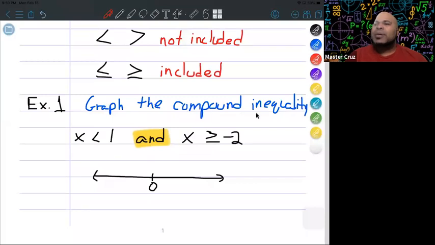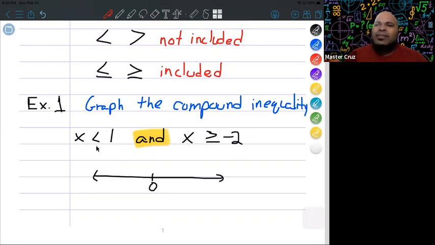So graph the compound inequality x is less than 1 and x is greater than -2. Now we have two inequalities in the same problem, which means that we're going to do this two times on the same number line. But in the final answer, we will have only one number line. So this is what it means. First, we're going to graph the first one.